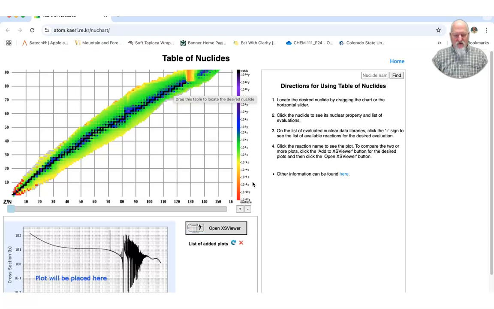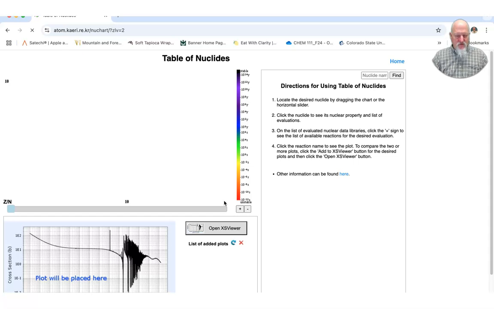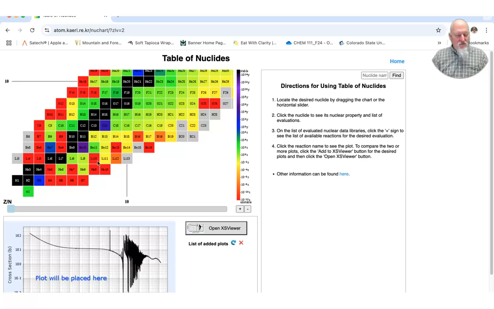I'm going to zoom in a little bit so we can see what this looks like zoomed in. I'm going to click the plus sign a couple times, and one more. There we go. It's a little slow today, and that's okay. What we should see is those colors, but zoomed in, and we should be able to see the individual elements. Come on. There we go. So we've zoomed in enough.